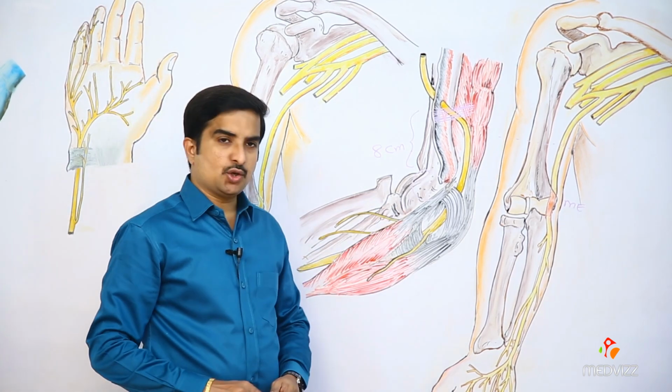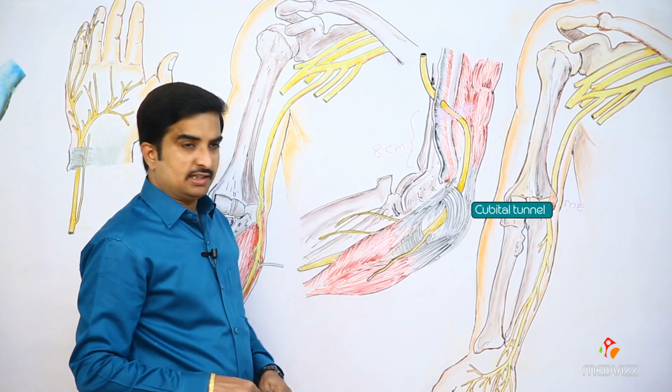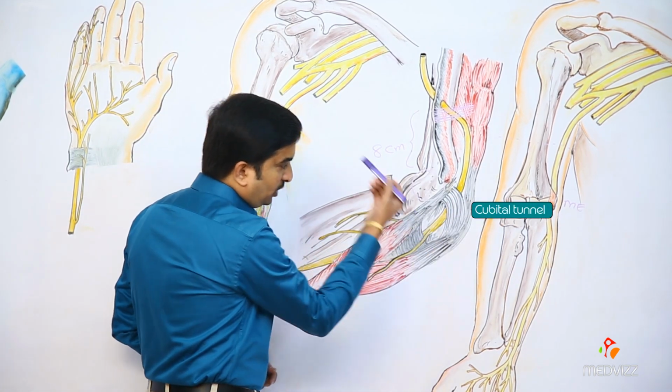Let me show you this picture. This is the cubital tunnel. As you can see, the nerve is passing through the cubital tunnel.